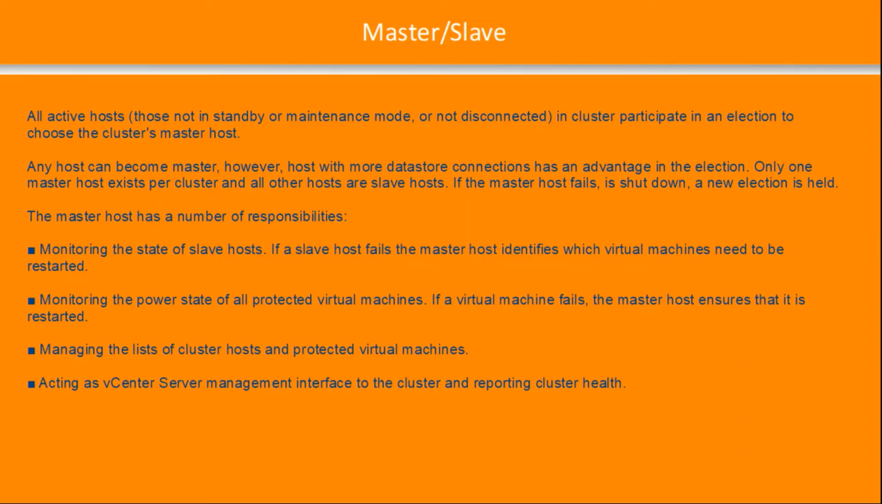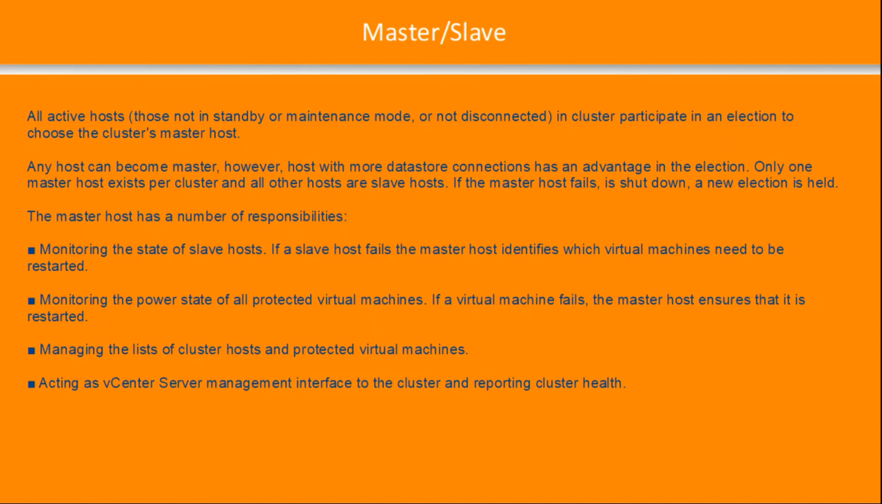HA also includes the concept of master and slave. All active hosts in a cluster can participate in an election to choose the master host. In fact, any host can become master. However, a host with more data store connections gets an advantage during the election. While only one master host can exist per cluster and all other hosts automatically become slave hosts, in the event of a master host failing, a new election is held to select a new master.